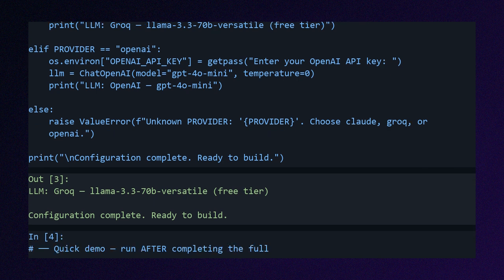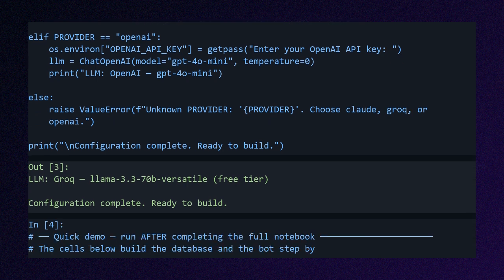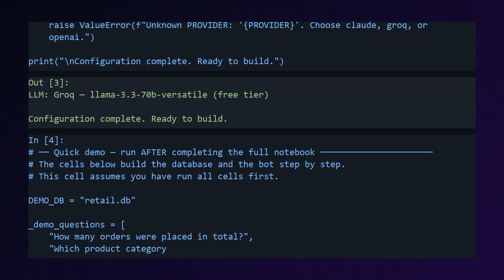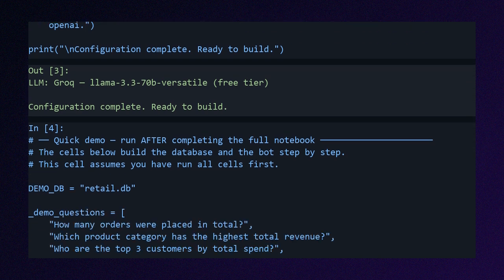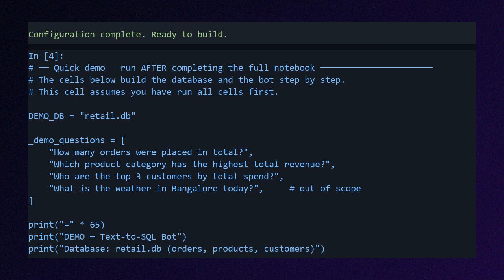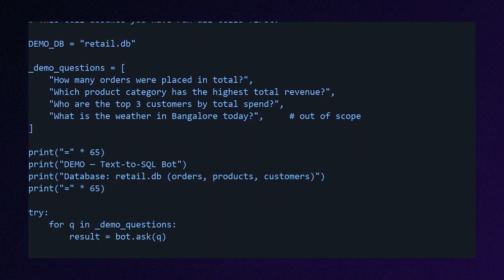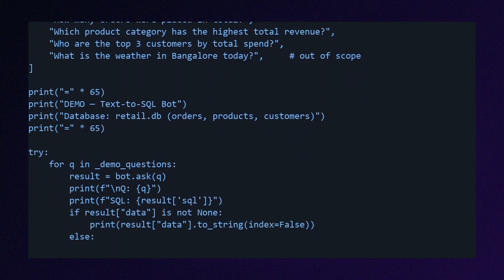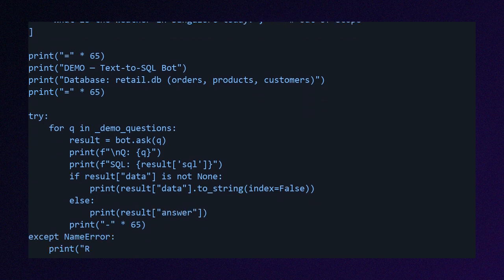Before we build anything, let me show you what this produces. We are going to ask 4 questions against a sample retail database. A simple factual question. A multi-table join. A ranking question. And 1 question that has nothing to do with the database. Watch what happens on the last one. The database and the bot are set up in the cells below. Run this after working through the full notebook, or just watch the output here first.